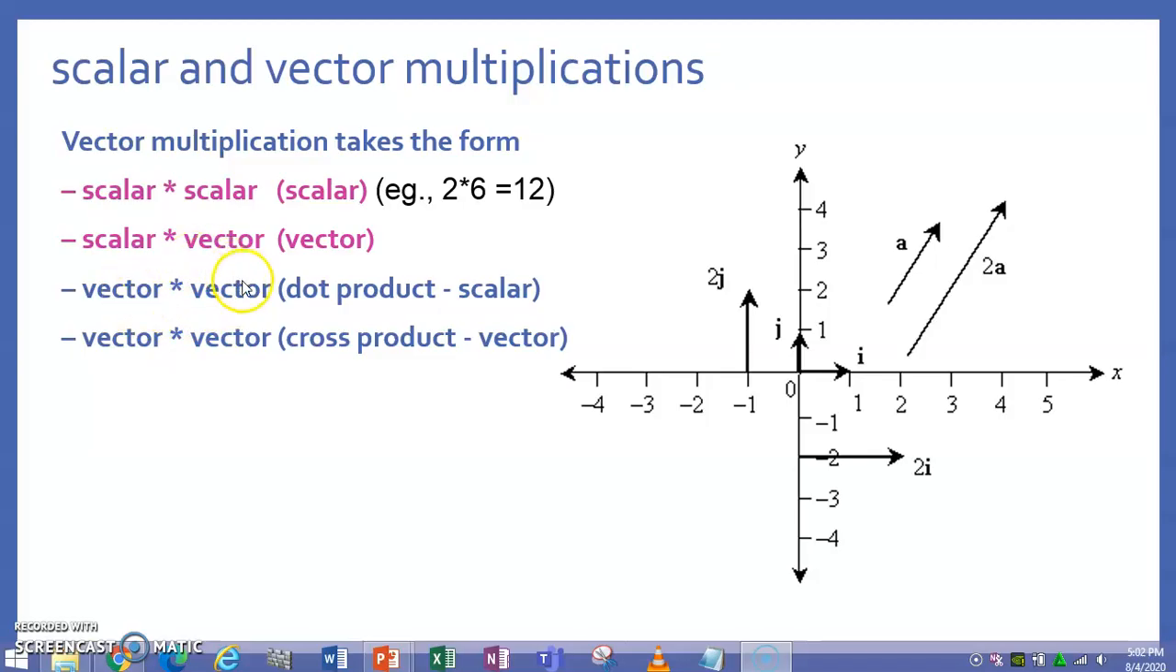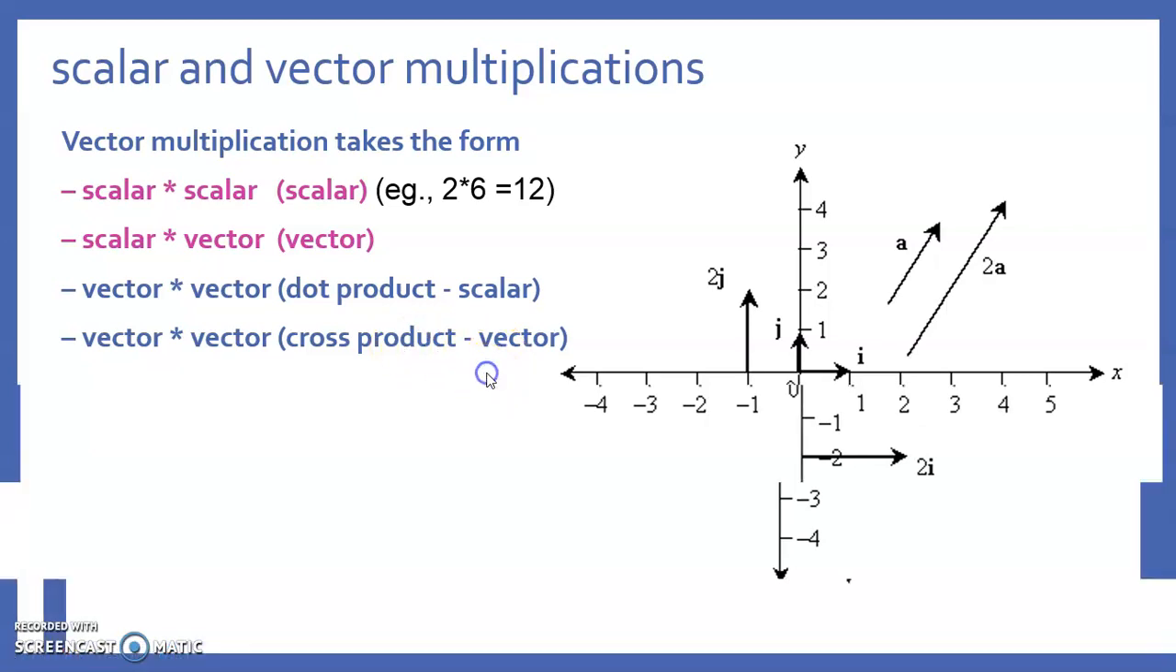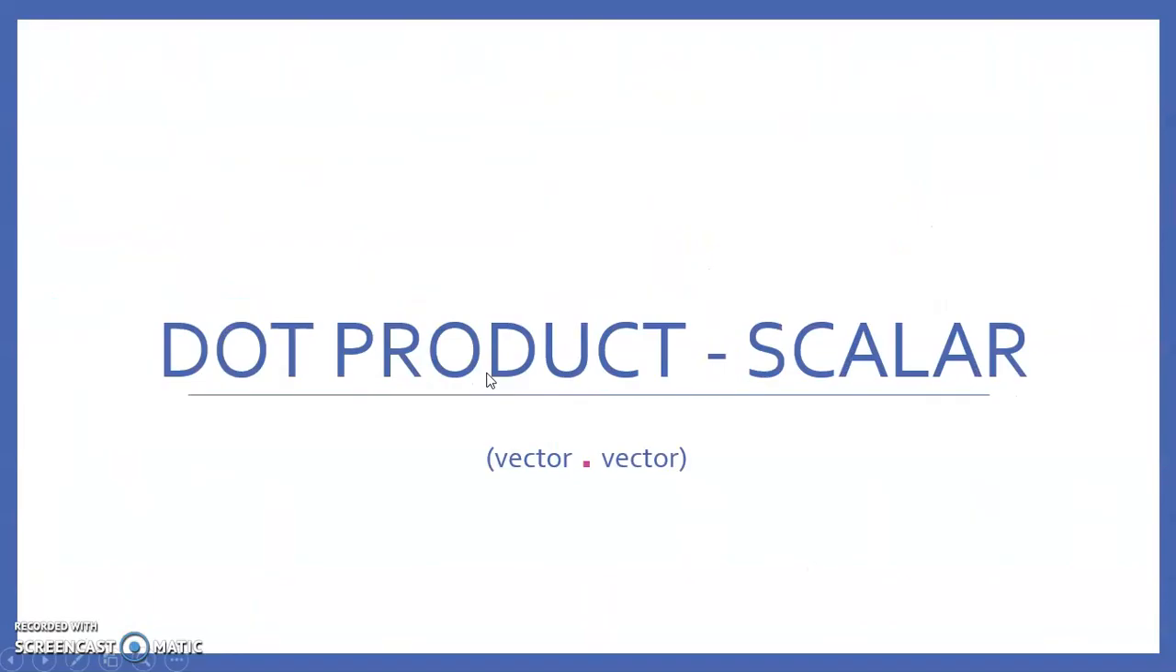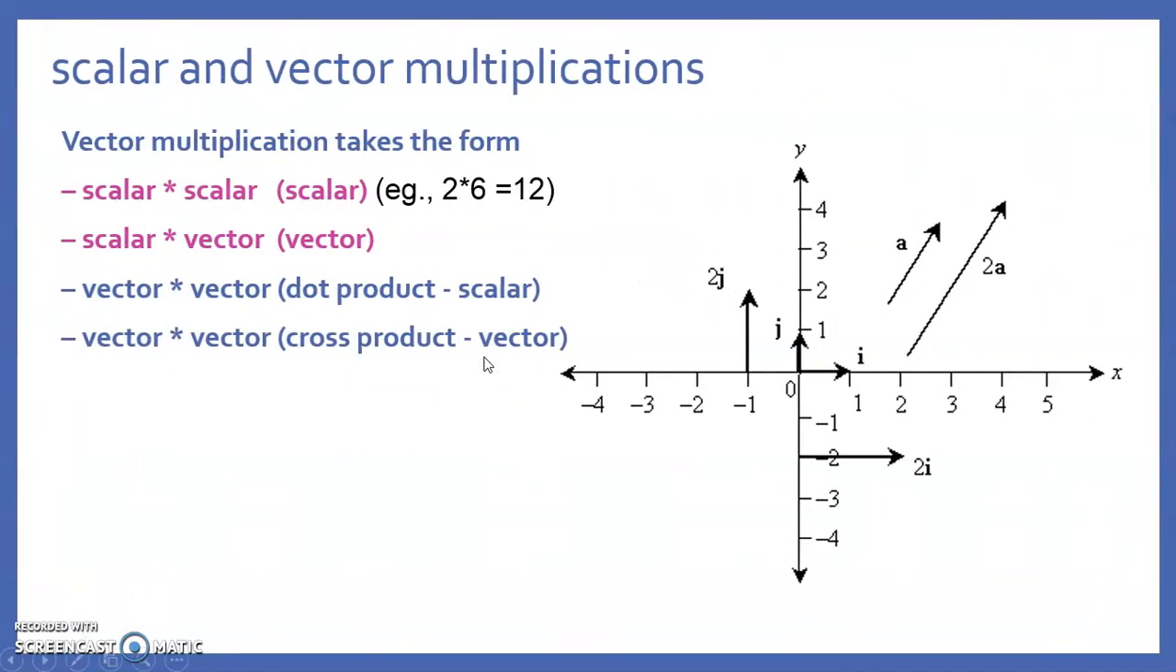In this combination, we can have either a dot product or a cross product. If you take the dot product, you get an answer as a scalar. If you take the cross product, you get an answer as a vector. So let us first see the first two things in detail. This one is ordinary mathematics. The second one, scalar and vector, is something like this.